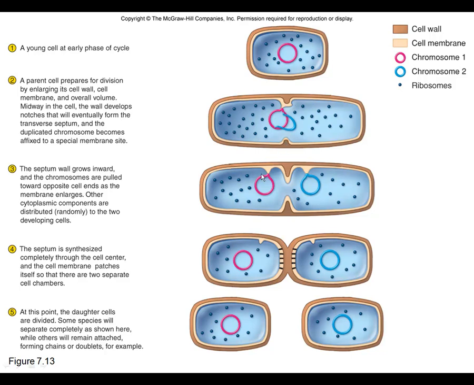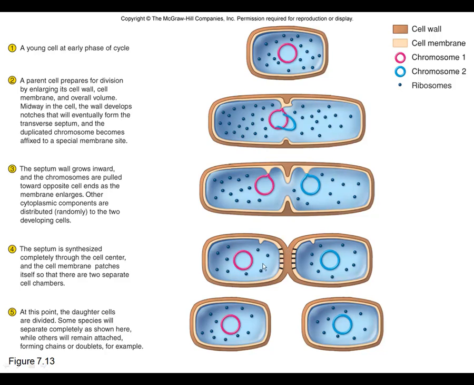Once the chromosome is replicated, you'll see that it is attached to a structure in the plasma membrane, which is the nucleoid. Remember that nucleoid space where the chromosome is. Basically, the membranes are going to begin to enlarge, and that transverse septum is going to come closer together. This septum is going to be completely synthesized here once you have complete cellular separation.